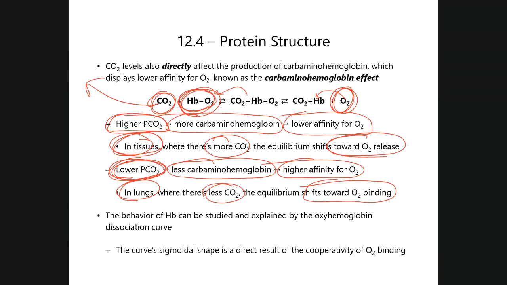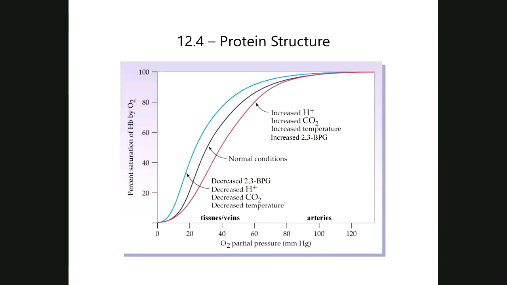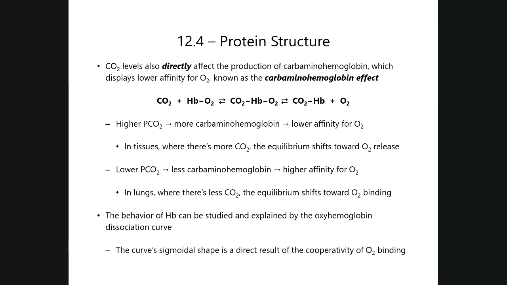All of these behaviors can be illustrated with what we call the oxyhemoglobin dissociation curve. Those of you who are going on to take human biochemistry or other upper division courses in biochemistry will be learning about this oxyhemoglobin dissociation curve in more detail, which allows us to study the behavior of hemoglobin. It has what we call a sigmoidal shape. This is a term unique to hemoglobin. There are not many other proteins that follow this specific type of behavior.